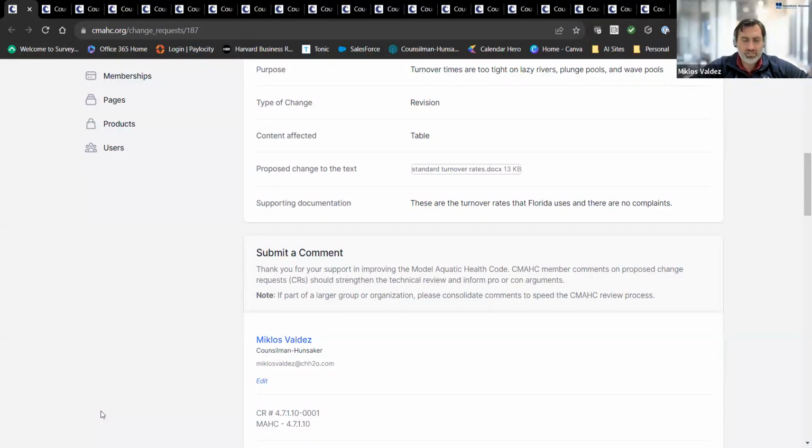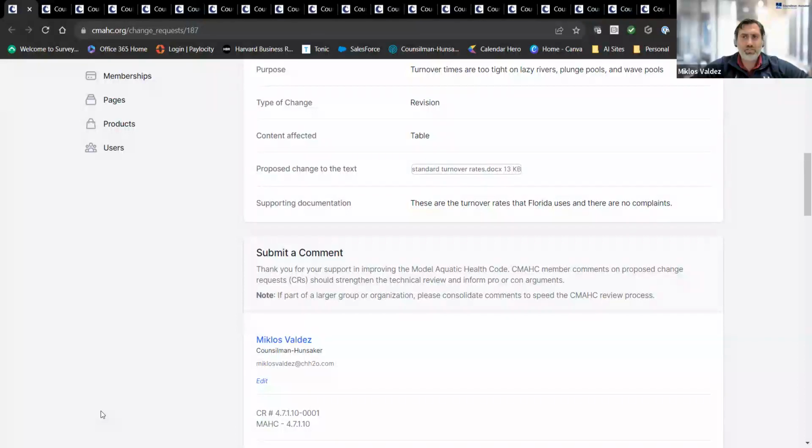So I apologize, I'm not going to attempt to share the table on screen. It's going to take me 10 minutes to get back to where we're at. But to reiterate what James had said, lazy rivers would go from 2 hours or less to 3 hours or less. Plunge pools would go from 1 hour or less to 2 hours or less, and wave pools would go from 2 hours or less to 3 hours or less.